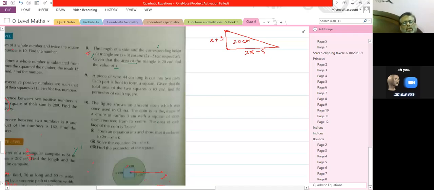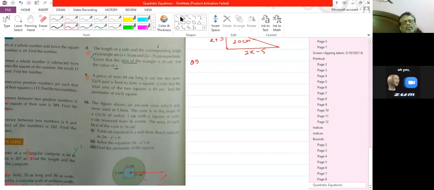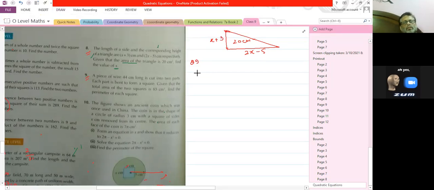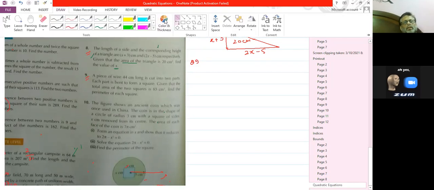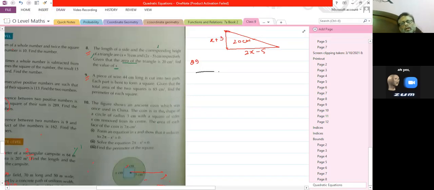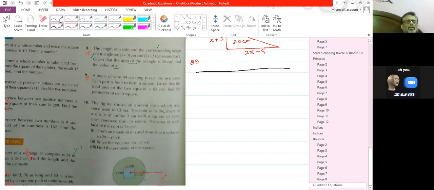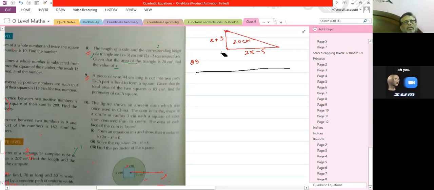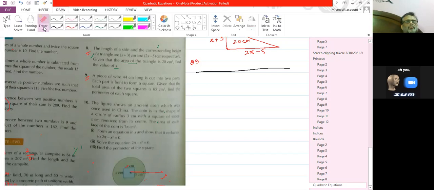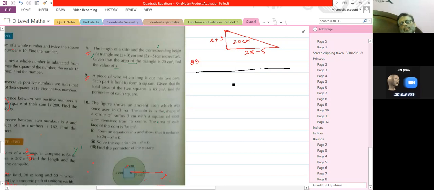Dear students, you can see that question number 9 I'm talking about. So this is question number 9, and it says a piece of wire. So let's assume this is a piece of wire with us, and I broke it into two parts.